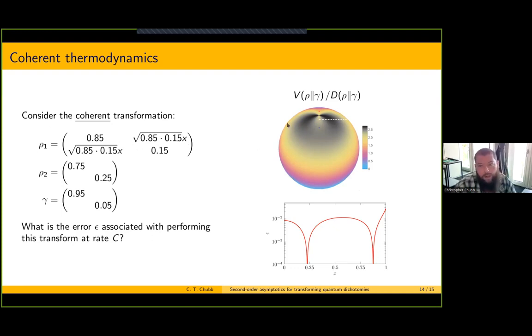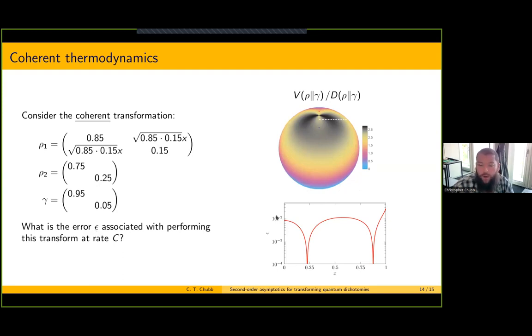So here, okay, this is the Bloch sphere. I think the red dot here is the thermal state. The blue dot here is the target state. And then we want to look at these rho ones, which are anywhere on this white dotted line. We're varying it by coherence, all the same energy but different coherence, and we could ask the question: if I want to run them at the asymptotic rate, what is the error associated with that transformation?